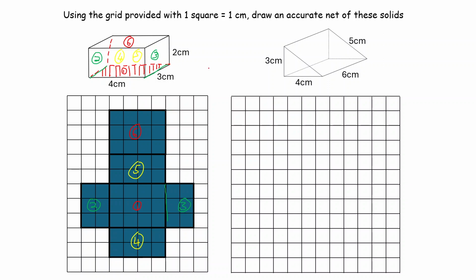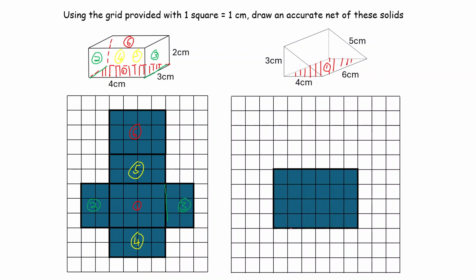Okay. Now this one, we've got a triangular prism. And let's begin by drawing, I think, probably the base of it. So let's call this bottom rectangle number 1. So we're going to be looking at the bottom rectangle of this triangular prism, which is going 6 across and up by 4. So you can see you've got 1, 2, 3, 4, 5, 6 across and up by 4.